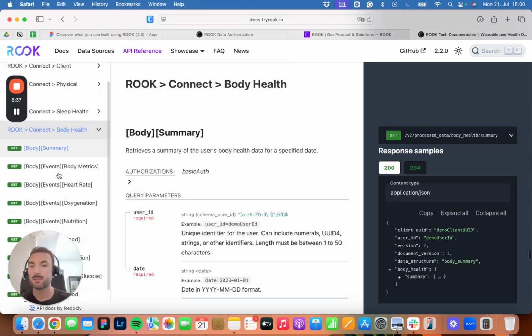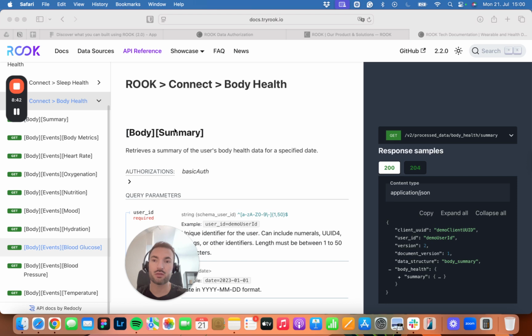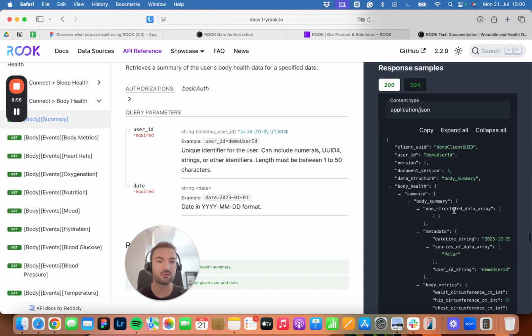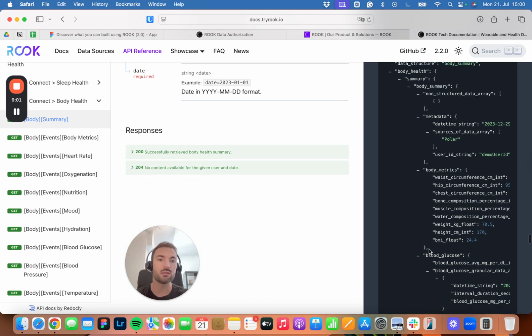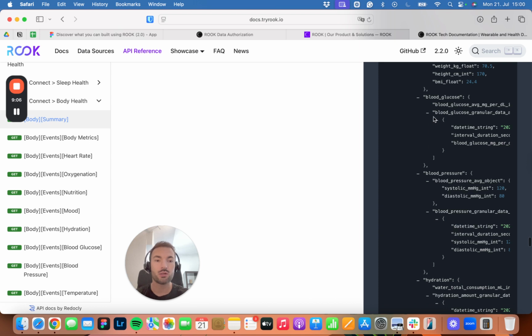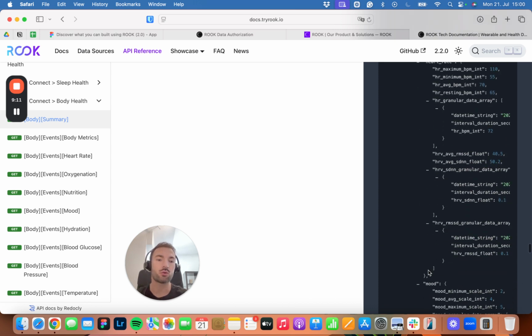And then for body, I won't go into the details of each of those, but we have again one body summary, which would be triggered at the end of the day. So at the end of the day, beginning of the new day, we would get the data for the previous day, following the same structure of client ID, user ID, version 2, document version. You need to keep that updated for each of the user's data points. Then the data structure, body summary, and then we would get here body metrics such as body composition data, blood glucose, blood pressure. Obviously, that's depending again on the data source and how often that is being updated. So it might not always be updated.